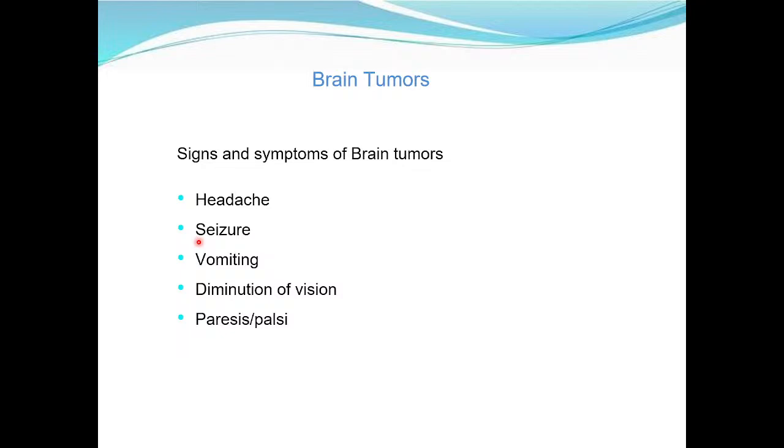Then the last topic is the brain tumors. So, how can a patient present with a history of headache, seizure due to the tumor, vomiting due to the raised intracranial pressure, diminution of vision due to the raised pressure over the optic nerves or direct compression of the nerves, or paresis in one side of the limbs, contralaterally.